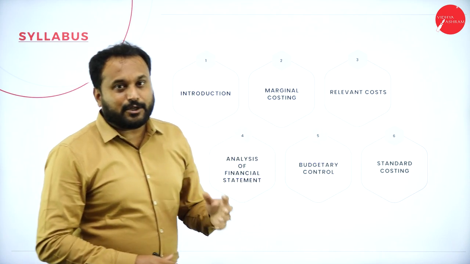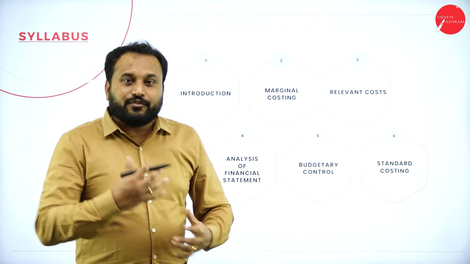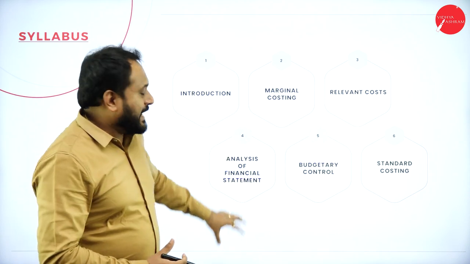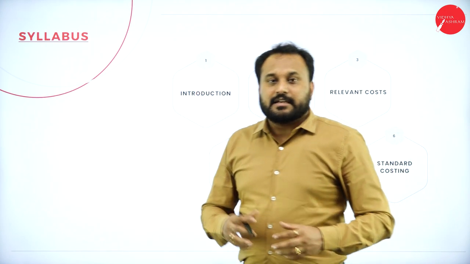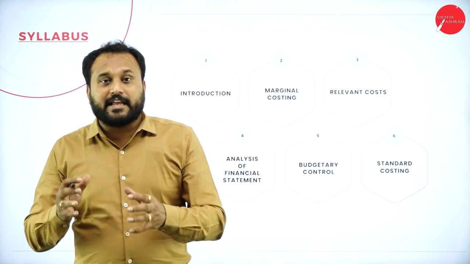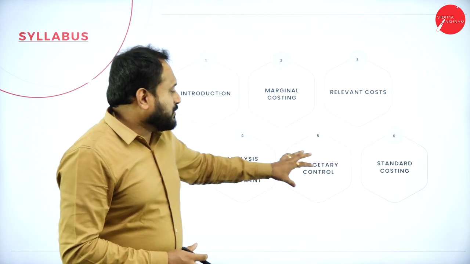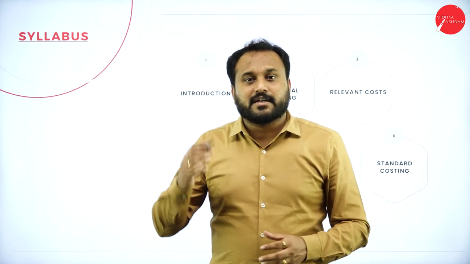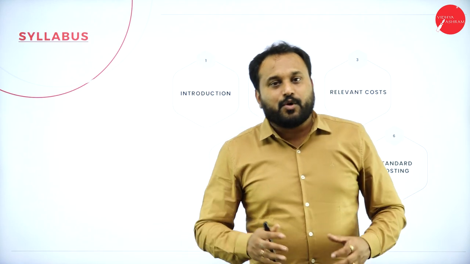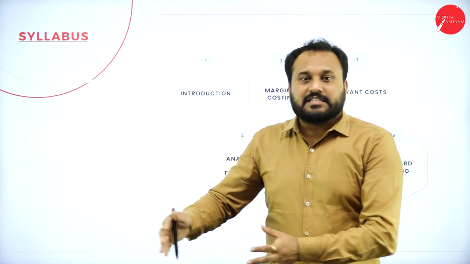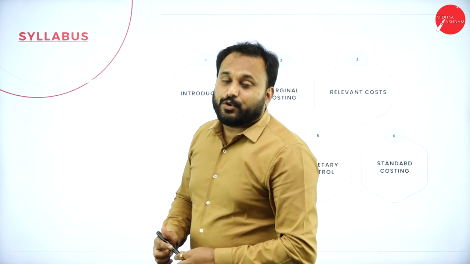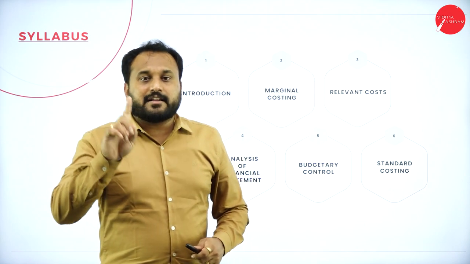Next we have relevant cost, as I told you: make or buy decision, foreign order, accept or reject. Then we come to the analysis of financial statement, where we have three analyses: comparative statement, common size statement, and trend analysis. When we come to budgetary control, there are three types of budget problems which we are supposed to solve: the sales budget, flexible budget, and cash budget. And the last one is standard costing, where we are supposed to find material variances and labor variances. So we have two, one is material, another is labor.